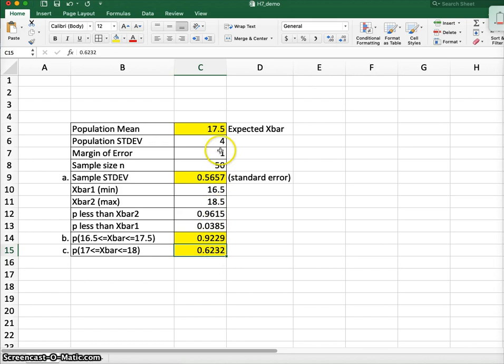So that's basically all there is to it. All the homework is pretty much like that. Again, we're assuming a population mean of 17.5, and we're testing how confident we are of that given a sample mean between 16.5 and 18.5. We have a high probability within a 1 week margin of error, and a much lower probability within a half week margin of error. Hope that makes sense to you. Good luck with your homework.